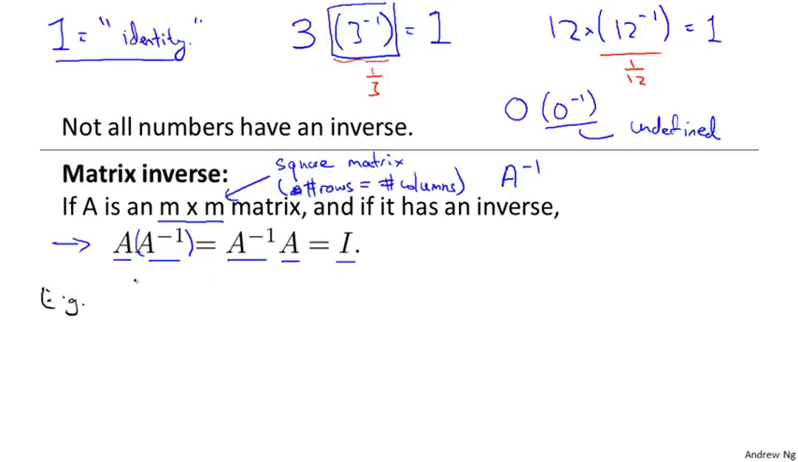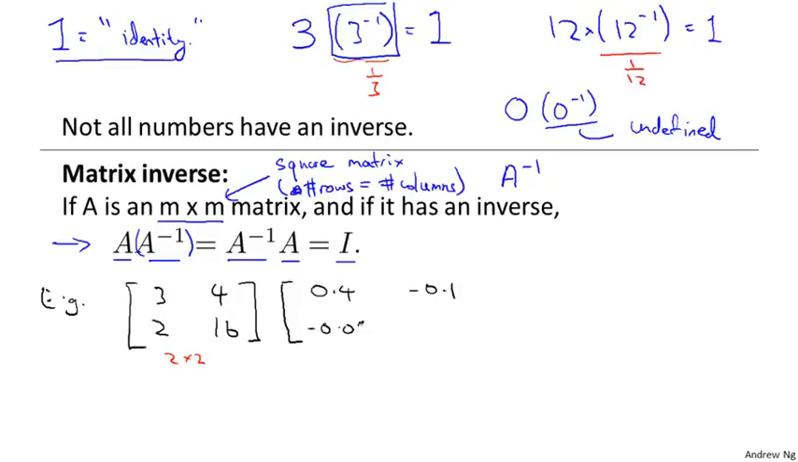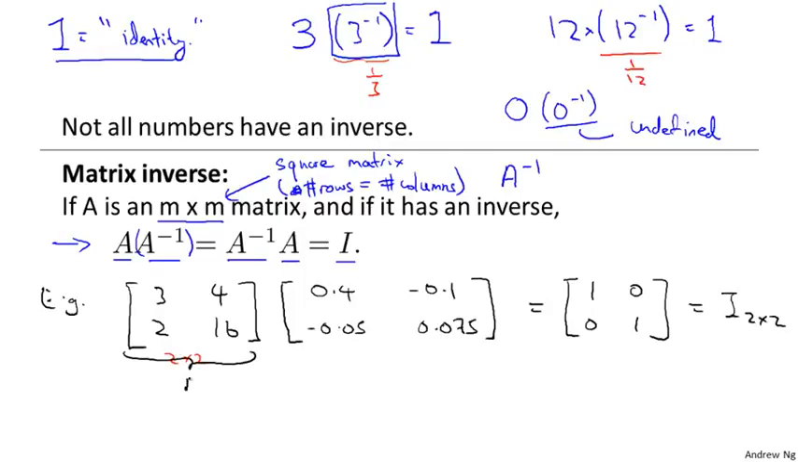Let's say I have the matrix 3, 4, 2, 16. This is a 2 by 2 matrix, so it's a square matrix, and so this matrix could have an inverse. It turns out that I happen to know the inverse of this matrix is 0.4, minus 0.1, minus 0.05, 0.075. And if I multiply these together, what I get is the 2 by 2 identity matrix, I, which I can write as I 2 by 2. On this slide, this matrix is the matrix A, and this matrix is the matrix A inverse. Here I've computed A times A inverse. If you compute A inverse times A, you also get back the identity matrix.